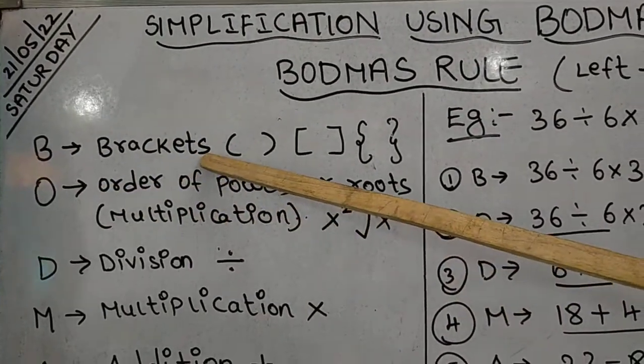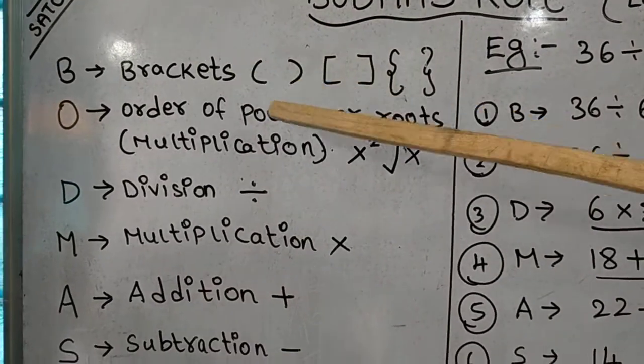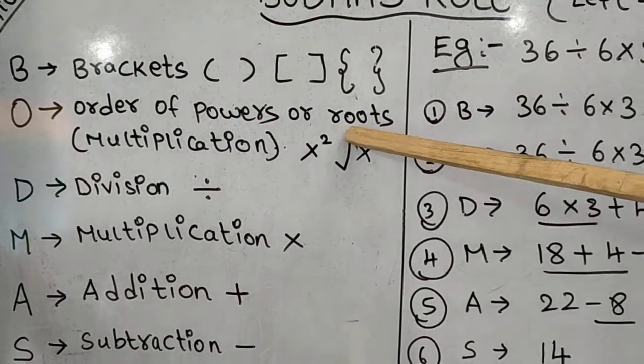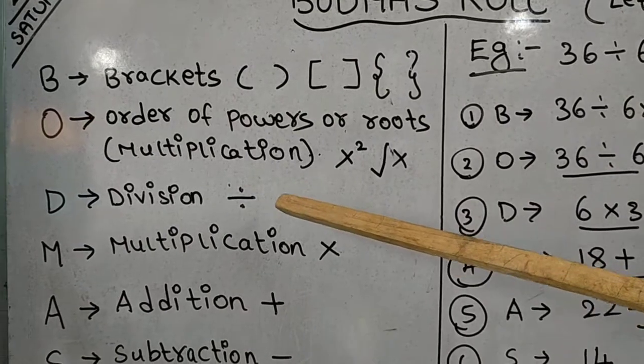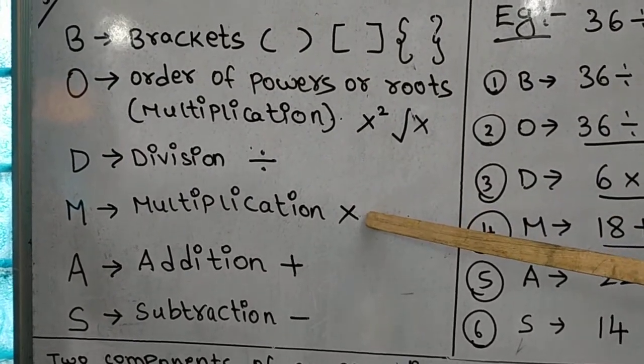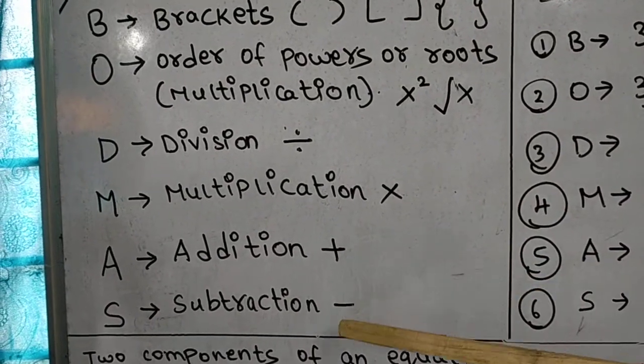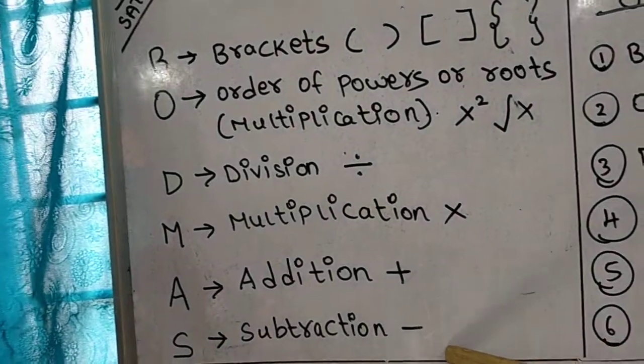B for brackets. Repeat after me, please. B for brackets. O for order of powers or roots. D for division. M for multiplication. A for addition. And S for subtraction.